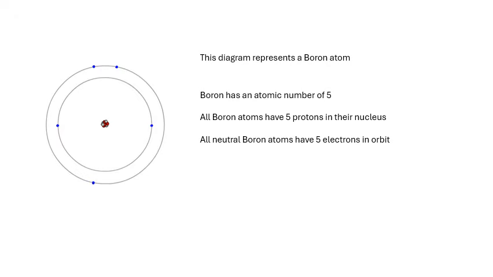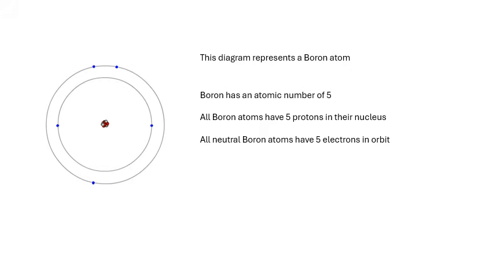Now, boron has an atomic number of 5. All boron atoms have got 5 protons. Yes, if you've got an atom which has got 5 protons, it's boron. Now, all borons, if it's neutral, then it's got 5 electrons in orbit. If it starts losing electrons, then it becomes a boron ion. Yes, I-O-N, ion. But this is just a neutral atom, 5 protons, 5 electrons.